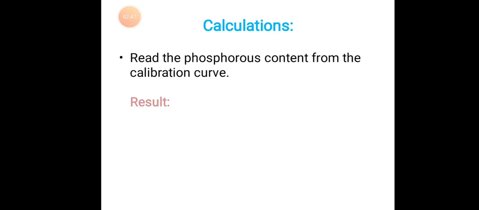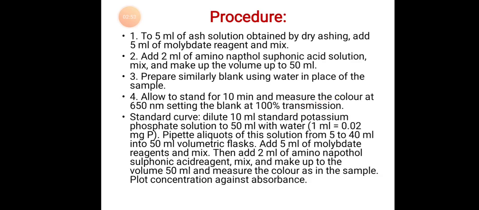Calculations: read the phosphorus content from the calibration curve and then you will get the result, how much amount of phosphorus is there in the sample. So this is the method to analyze the amount of phosphorus content in food.